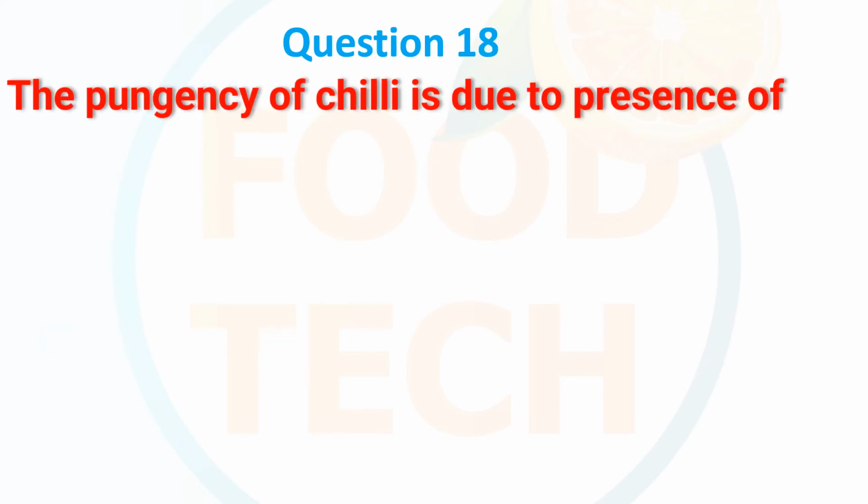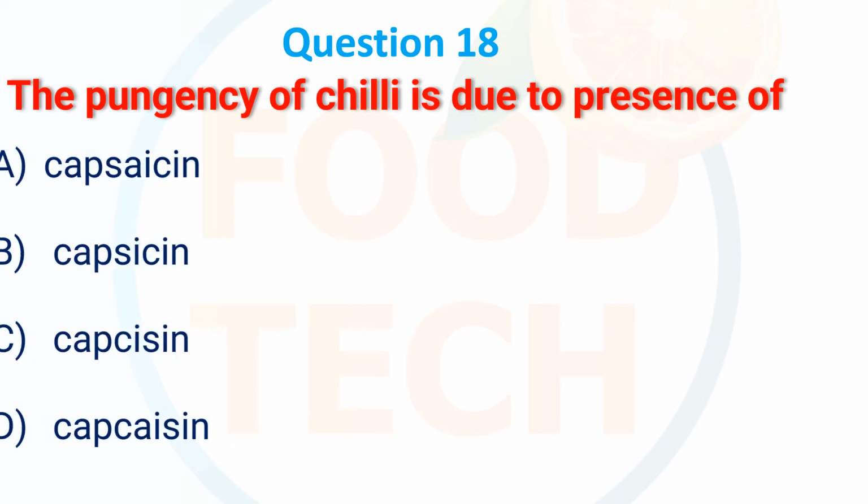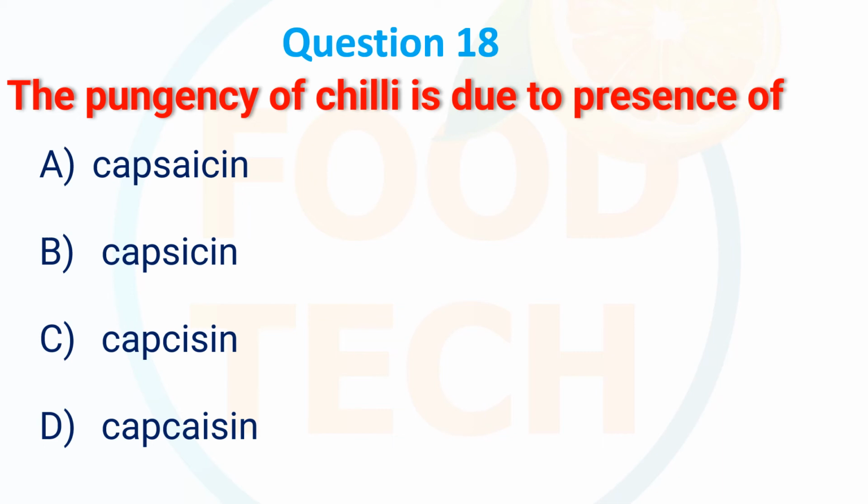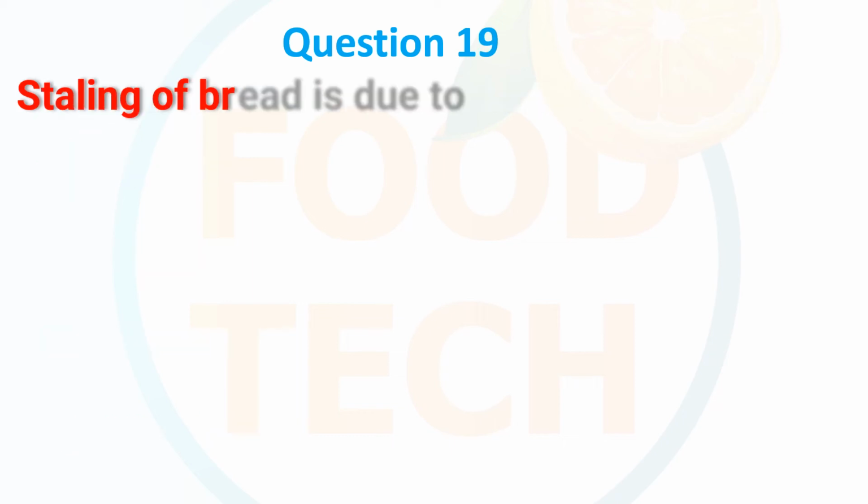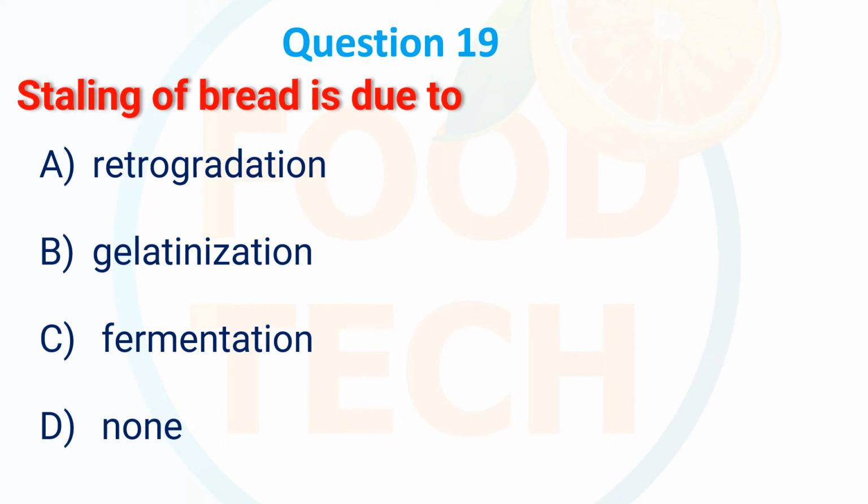Pungency of chili is due to the presence of capsaicin. The answer is A. Staling of bread is due to: A, retrogradation. B, gelatinization. C, fermentation. D, none. The answer is retrogradation.